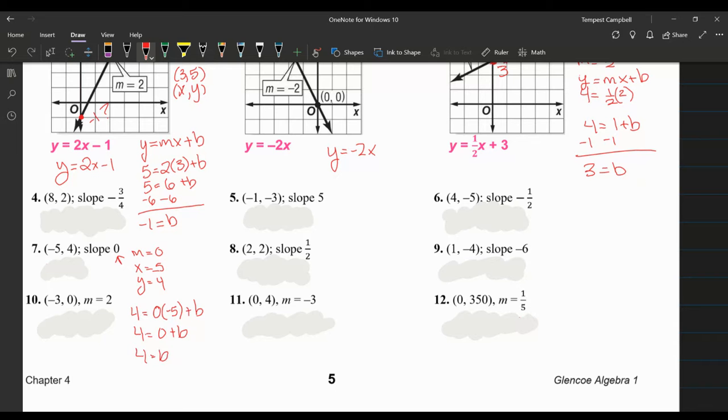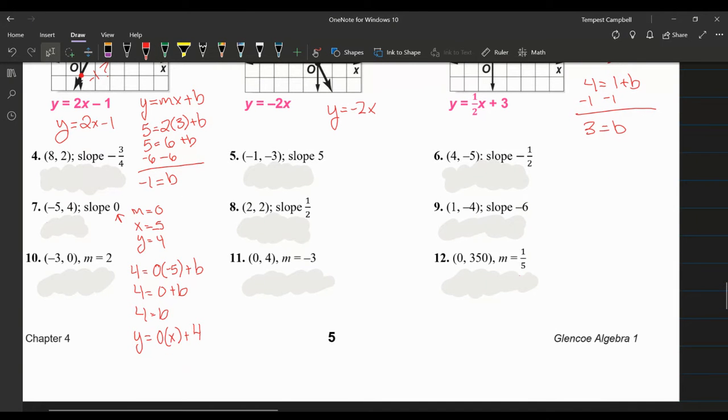So we're going to have y equals m, which is 0, x plus 4. And that's actually going to simplify to y equals 4. So let's check that out. And that's what we get. All right, let's do another one.